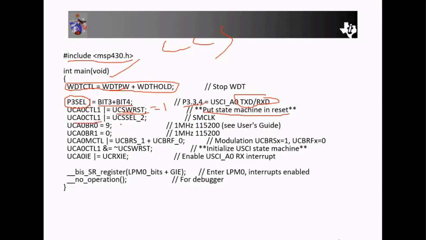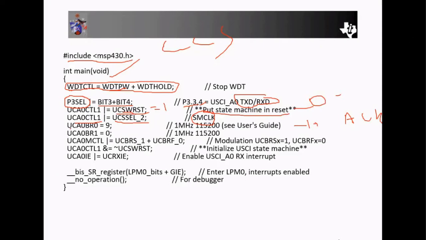Now UCA0CTL1, it means UCSSEL_2. This is used for providing the clock. If you want to provide the SM clock, there are 4 varieties of clocks available: SM clock, A clock and external clock. So for UCSSEL_2, it means the SM clock. If it is _1, it means the A clock, or if it is _0, it means any external clock. In this way, we can select which type of clock you have to choose.